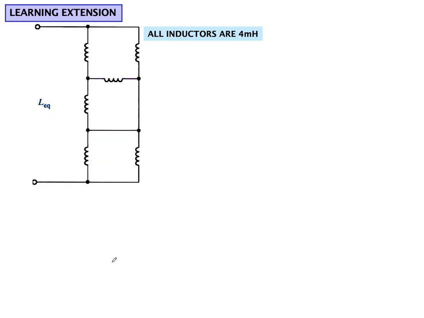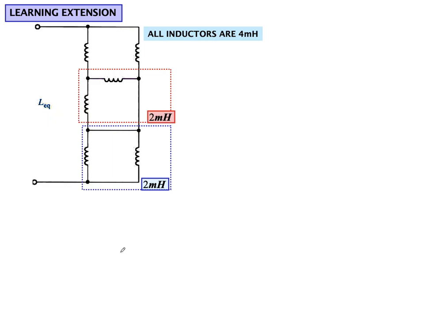In this case, these two are connected in parallel, and we know inductors connected in parallel, you add them just the way you add parallel resistors. So you multiply inductors in the numerator and you add the inductors in the denominator. So it would be 4 times 4 is 16. 16 divided by 8 is 2, so it will be 2 millihenry. Likewise, these two inductors are also parallel. The same answer will be 2 millihenry.